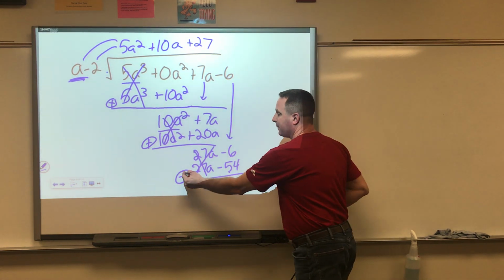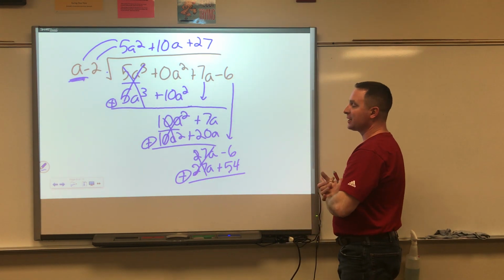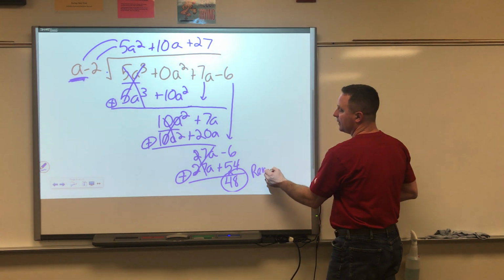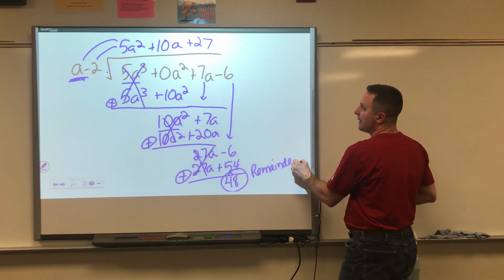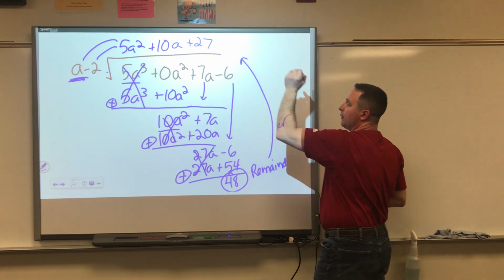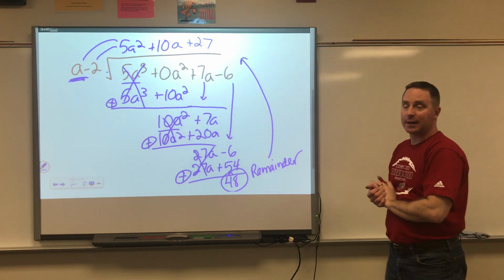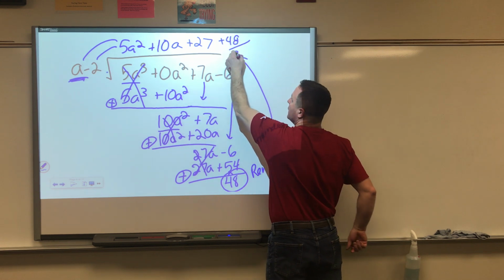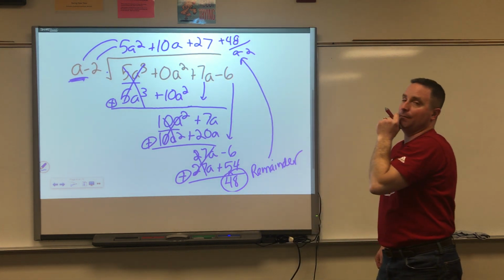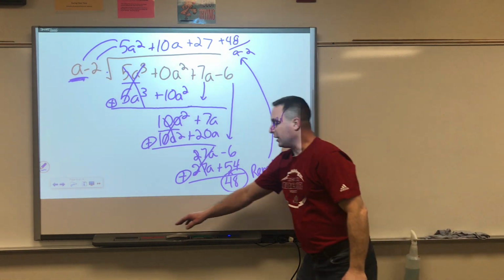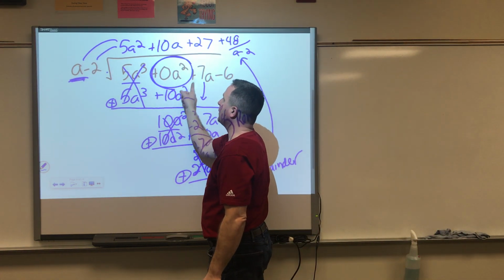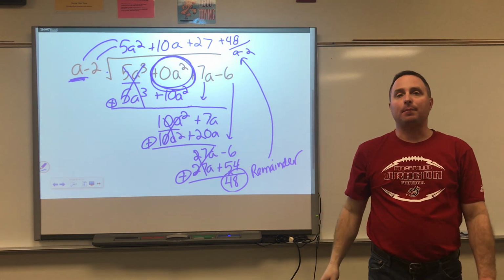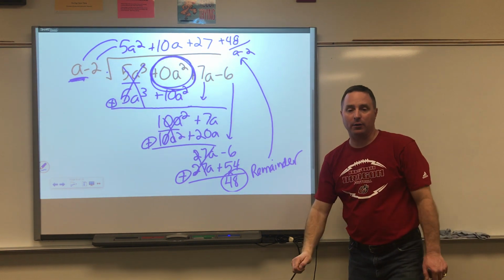6 minus negative 54 is going to be a change again, and that turns out to be positive 48. That is my remainder. The remainder we write back up top, so make sure we write plus 48 divided by a minus 2. But be aware, if it's missing a term, we have to write a 0 in there. All powers have to be accounted for.